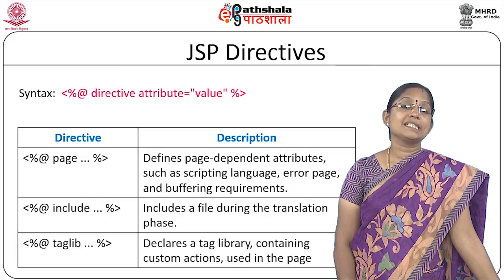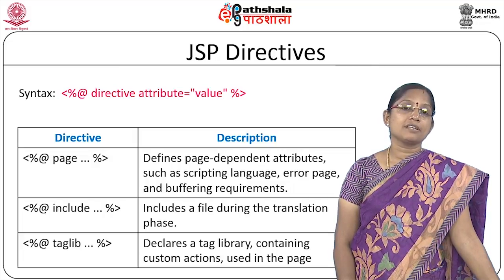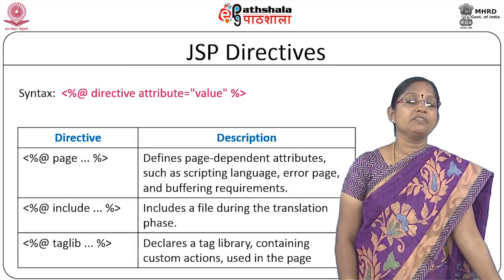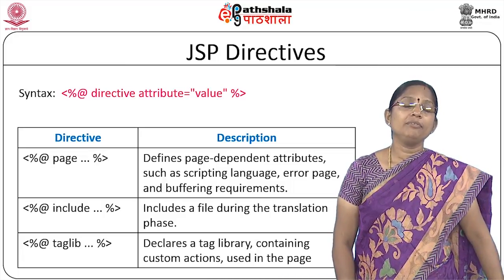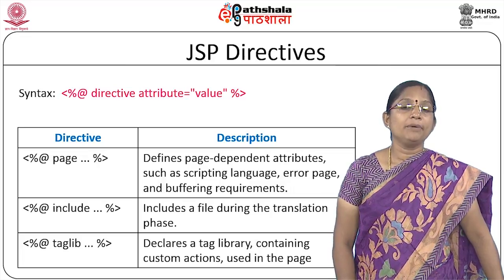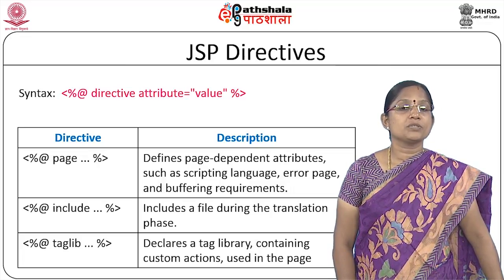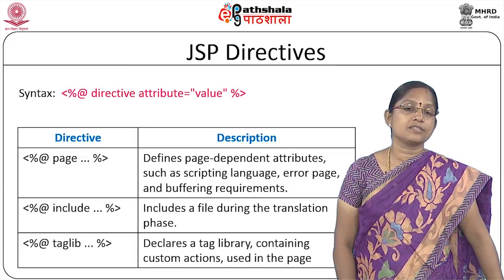First, you can see the syntax of the directive. Every directive has to be started with the @ symbol. Directive is a reserved word. Then an attribute can be given and a value for that attribute has to be defined. So, the first one, @page. @page is a directive. Here, we are going to define page dependent attributes. The page dependent attributes could be such as scripting language, error page, buffering requirements, etc.